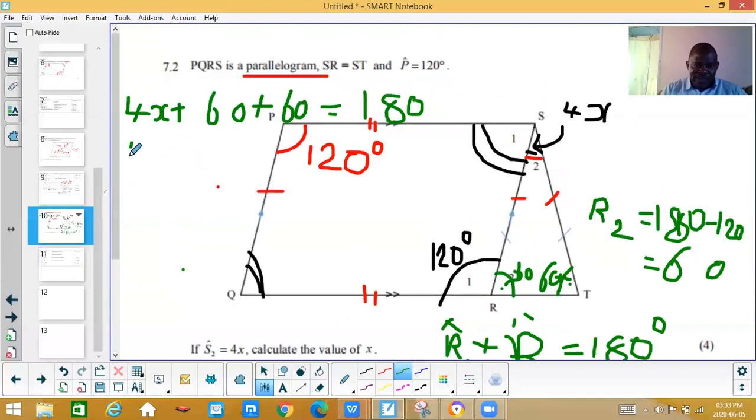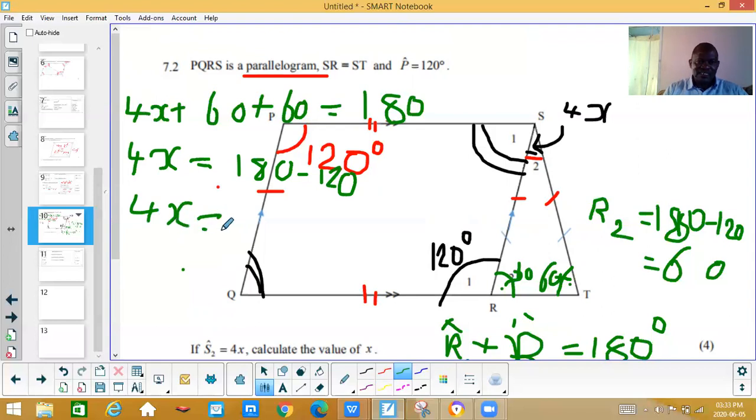We have 4x plus 60 plus 60 equal to 180. Now 60 plus 60 is 120, so 4x is equal to 180 minus 120. Taking 120 from 180 gives us 60.